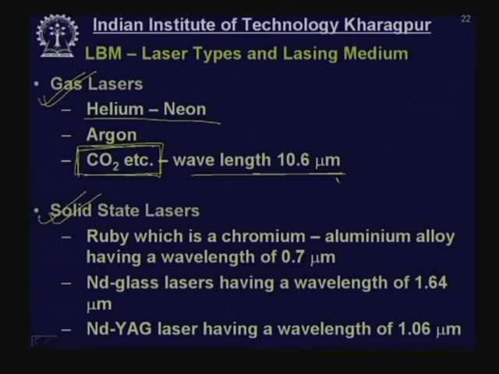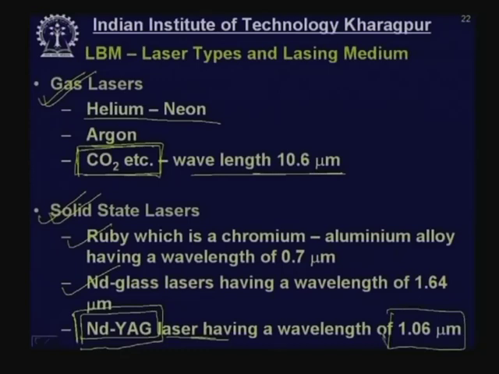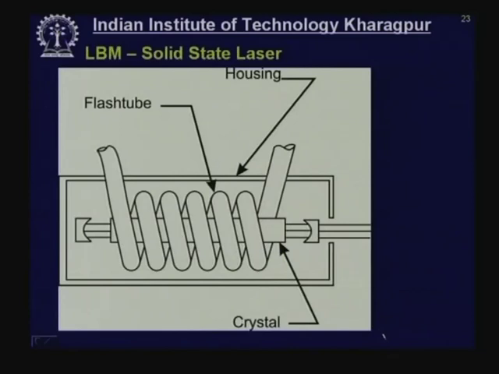As far as solid state lasers are used, you have ruby laser, Nd glass laser and Nd YAG laser. This Nd yttrium aluminum garnet laser, this is once again another very popular laser, having a wavelength of 1.06 micron. So, they are exactly 1/10 of that. Now, how does a solid state laser work?